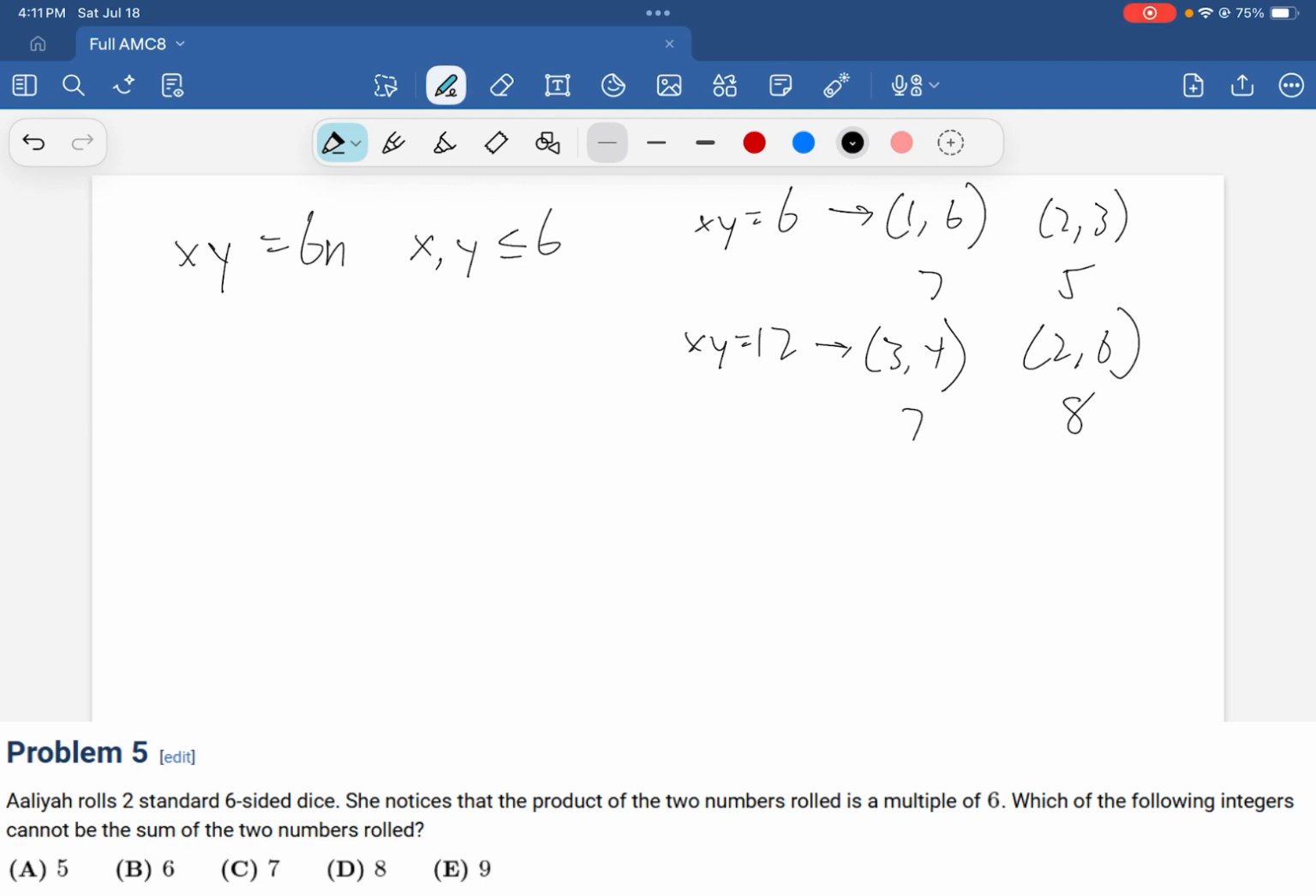So now it's between 6 and 9. If we go 1 above, we get xy equals 18. And this yields only 3, 6, which sums to 9, which means the answer is 6 by process of elimination, B.